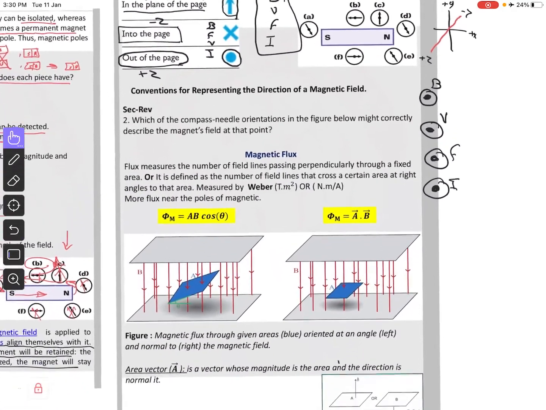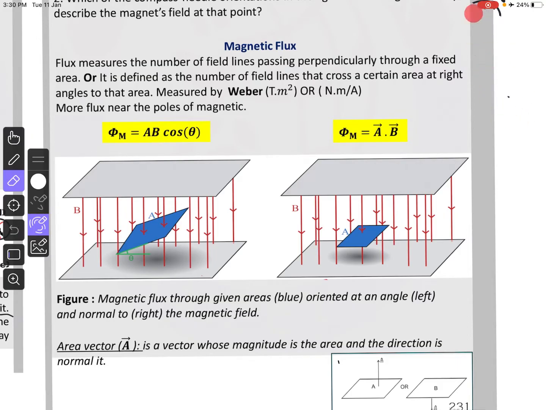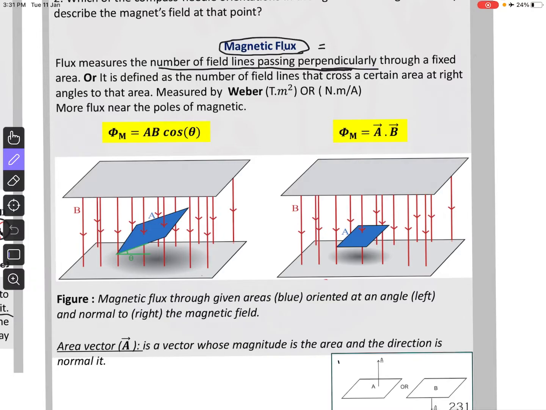Now, let's go for the magnetic flux. Guys, we have a magnetic flux. First of all, we had a magnetic field. Now, if this magnetic field is passed through an area, the magnetic field lines going through an area will produce something we call magnetic flux. So basically, magnetic flux is the number of field lines passing perpendicularly, this is so important, through a fixed area. So these magnetic field lines should go through an area. If they do not go through the area, there is no flux over that area.